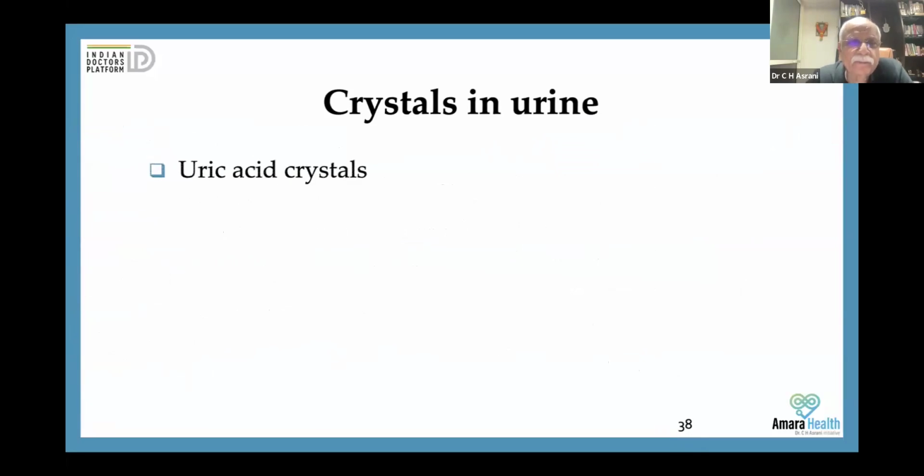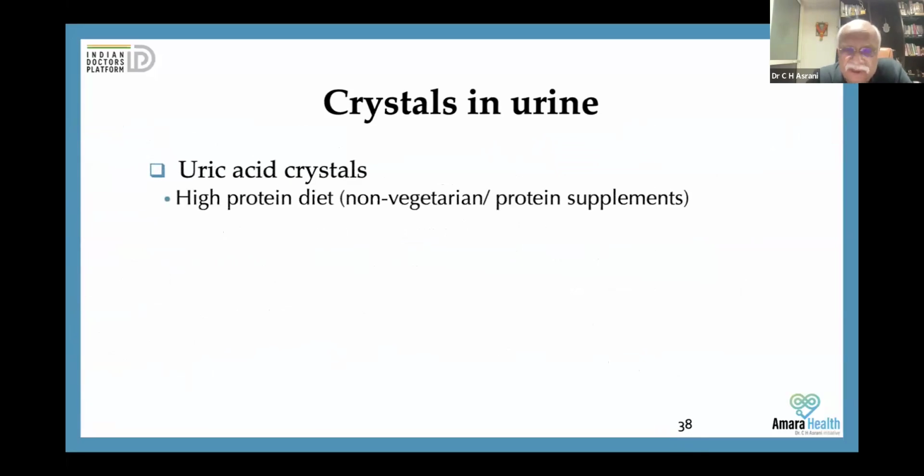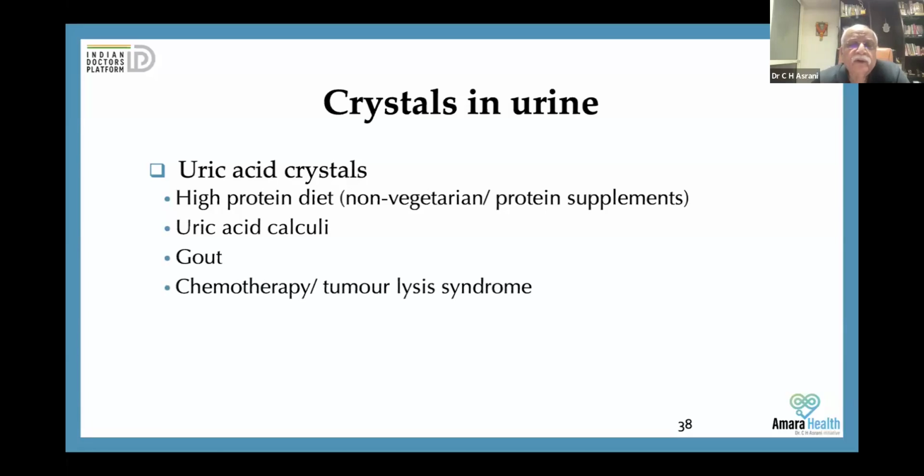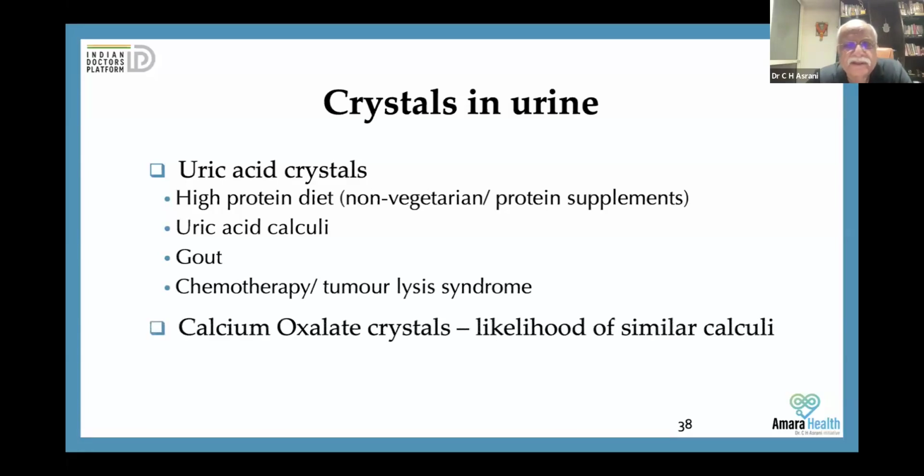Uric acid crystals: high protein diet, more of non-vegetarian or protein supplements, because uric acid is the end product of the metabolism of first-class proteins. You can see them in uric acid calculi, gout, patient on chemotherapy or tumor lysis syndrome. Patients who are under chemotherapy, when cancer cells are dying, the uric acid levels go up. Calcium oxalate crystals, likelihood of calcium oxalate stones. Triple phosphate crystals, likelihood of triple phosphate stones.